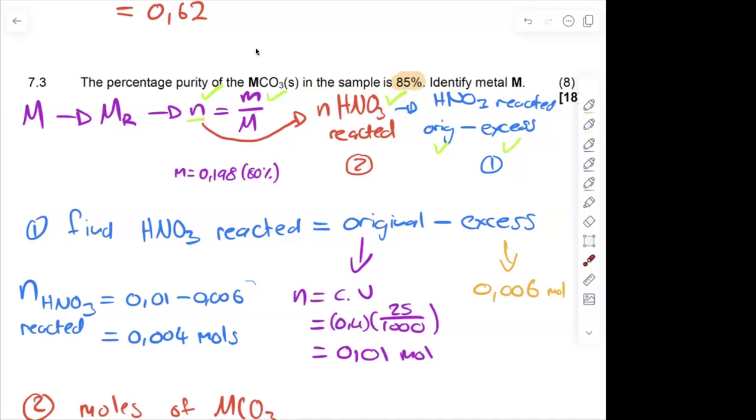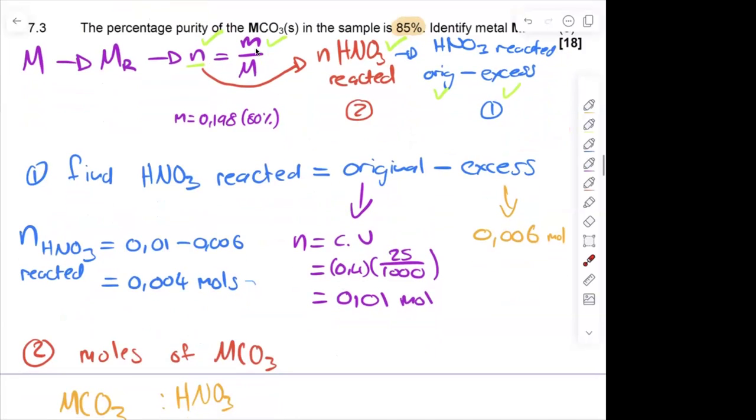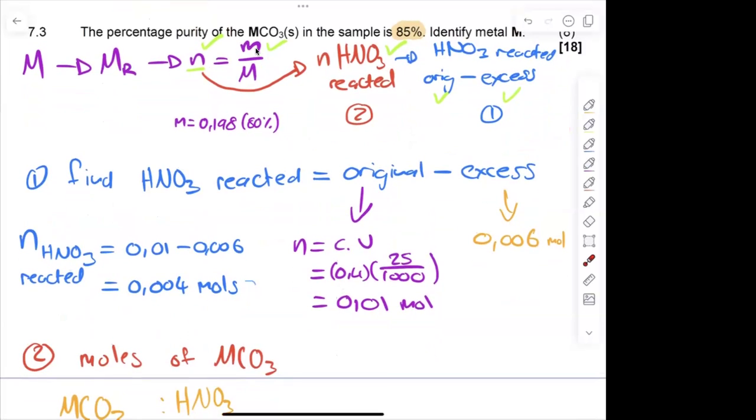Once we've got the HNO3 that reacted, how do we find that? We say, well, take the original amount of HNO3 minus the excess. That's step 1, step 2, step 3, and then we can find our answer. How we did that: HNO3 that reacted is original minus the excess.